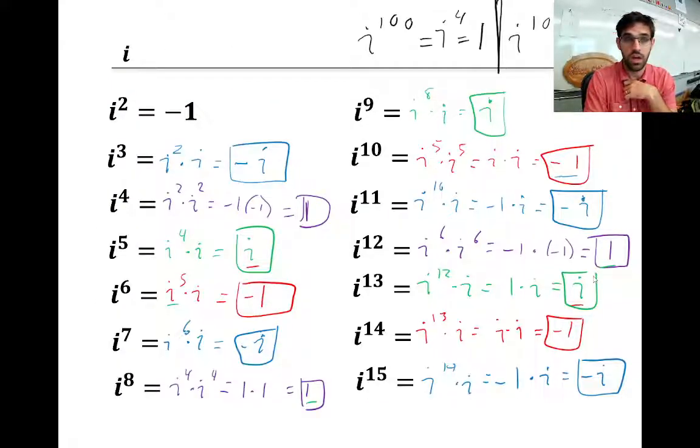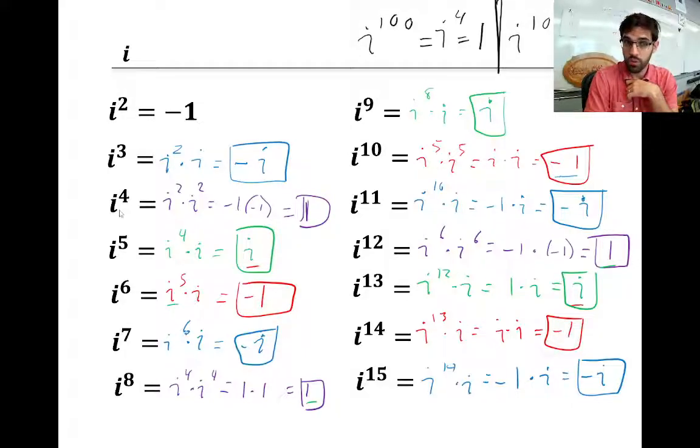Alright, let's play with i. If I take i and I square it, it's -1. We just talked about that. If I multiply that by another i, I get i to the power of 3, which would be i squared, or -1, times i. -1 times i would be negative i. So i to the power of 3 is -i.